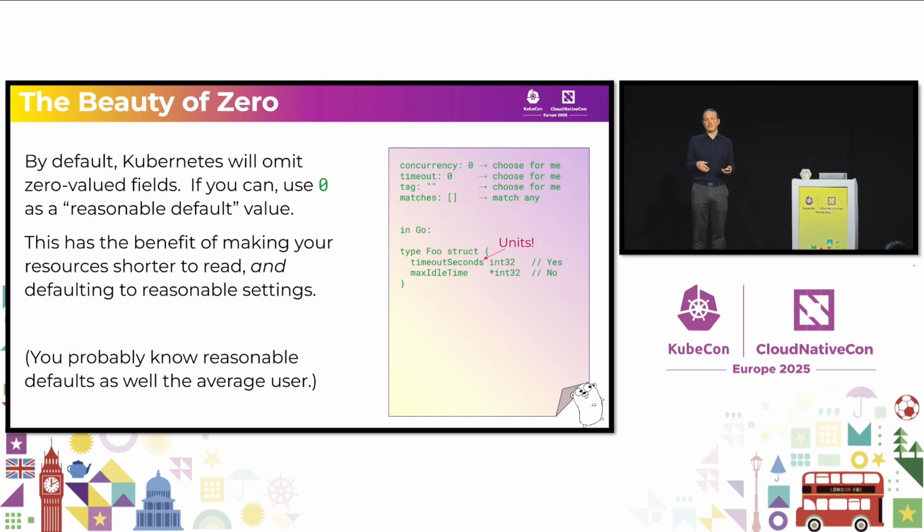On the other hand, if it was number of replicas and scaling down to zero was a possible thing, like a deployment, then obviously you can't make zero mean run the right number. So yes, you have to be a little bit careful with zero. But where you can, take advantage of this, and where you can't, use the pointer version and make null and zero different and distinguishable.